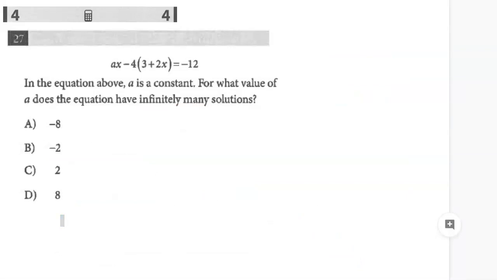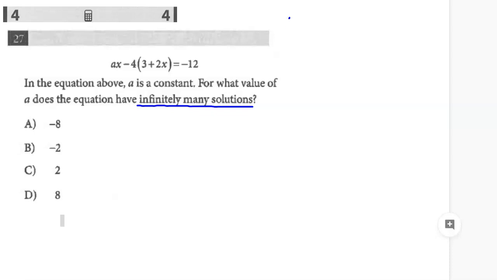All right, number 27. Looks like we have a linear equation. It says in the equation above, a is a constant, or just some number. What is the value of a that makes the equation have infinitely many solutions? So to get infinite solutions, basically what happens is you end up with the same expression on both sides.